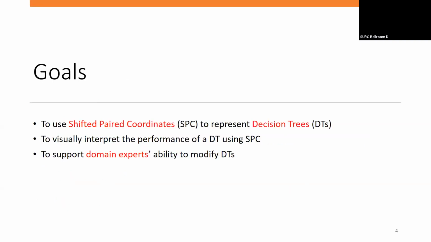Okay, cool. So overall, our goal was to use the concept of shifted paired coordinates to represent decision trees visually. And I'm going to explain what both of those are in just a second if anyone's unfamiliar. When we do this, we can visually interpret the performance of the decision tree using this SPC method. The underlying motivation here is to support domain experts in their interpretation of decision trees that they build, because they are going to know more about their own data than we are as computer scientists working on the visualization.